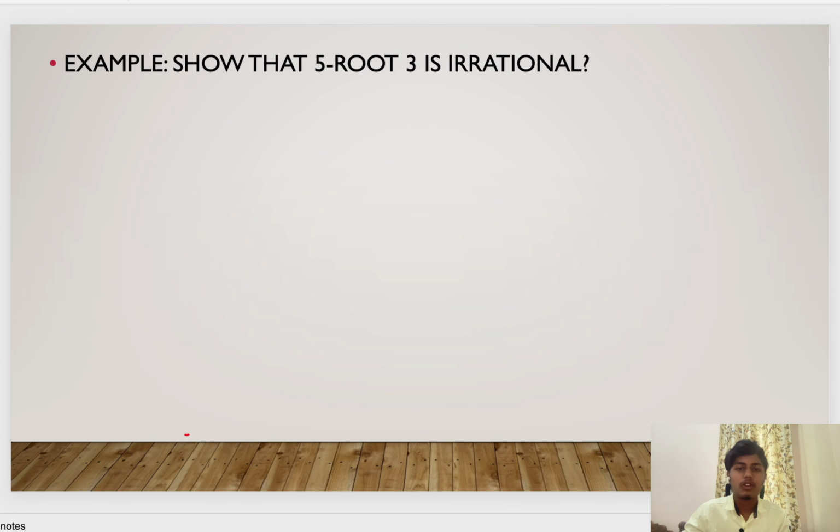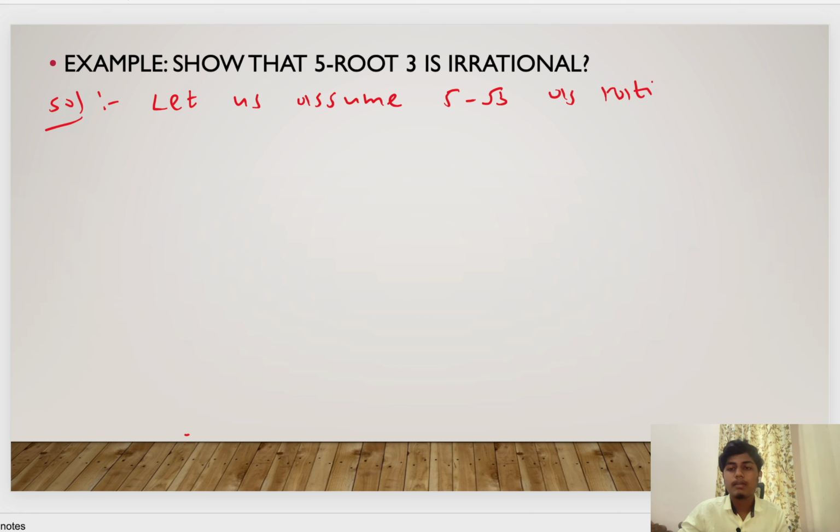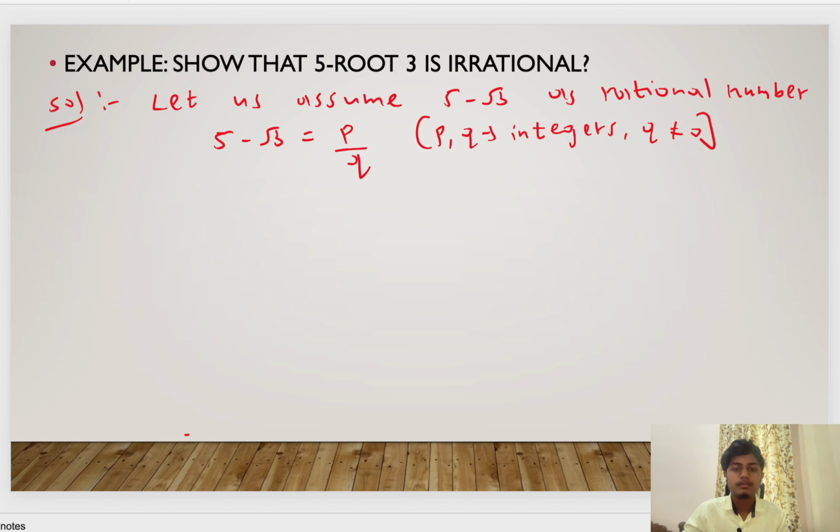So let us solve another example. Show that 5 minus root 3 is an irrational number. Let us assume 5 minus root 3 as a rational number. 5 minus root 3 can be written in the form of p by q, where p and q are integers and q is not equal to 0. By taking p by q to the LHS and root 3 to the RHS, 5 minus p by q is equal to root 3.